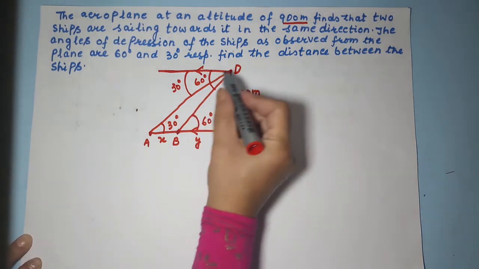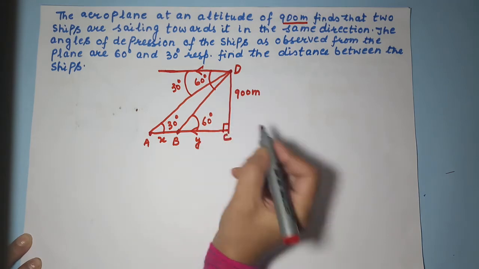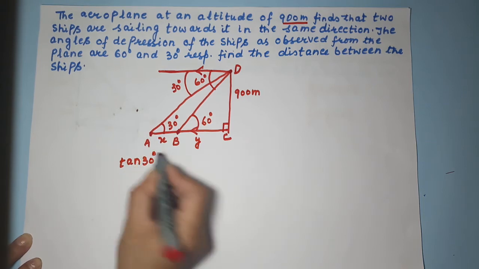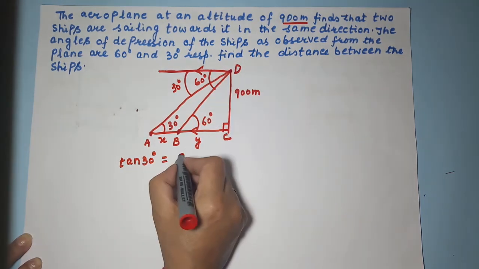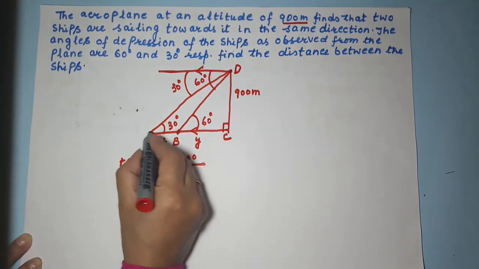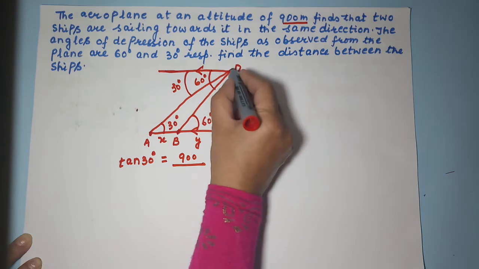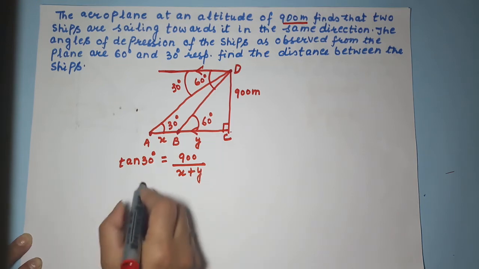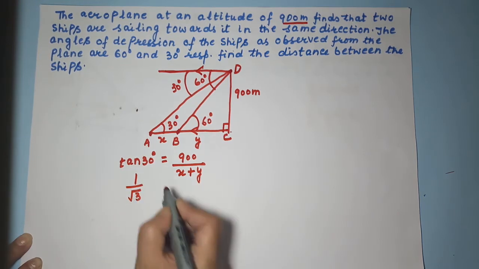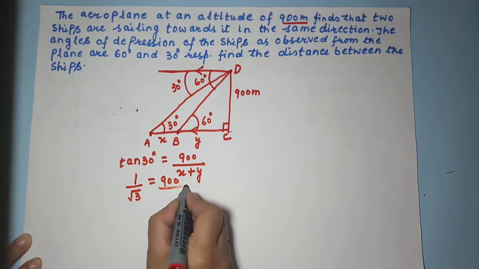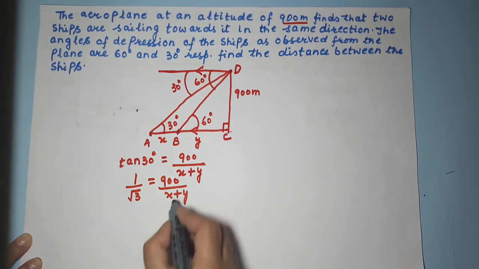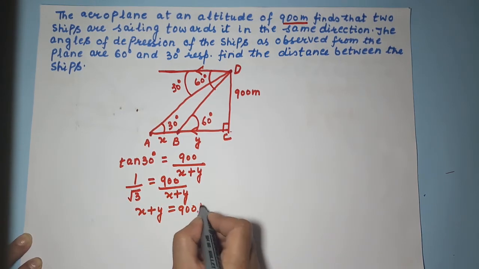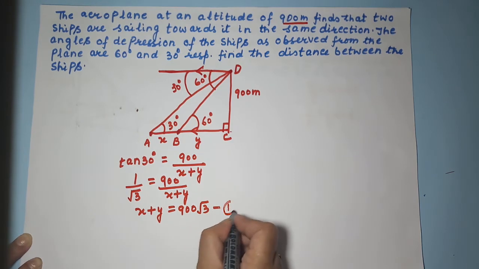Now, let's take triangle DAC. It's a right angle triangle, and if we take tan 30 degree, what will be the value of tan 30 degree here? Opposite upon adjacent. What is opposite? 900. And what is adjacent? This entire thing, because in this triangle, this is opposite and this entire thing is adjacent. So x plus y. Tan 30 as we know is 1 by root 3, equal to 900 upon x plus y. Now, if we cross multiply, we will get x plus y is equal to 900 root 3. Let's name this equation as 1.